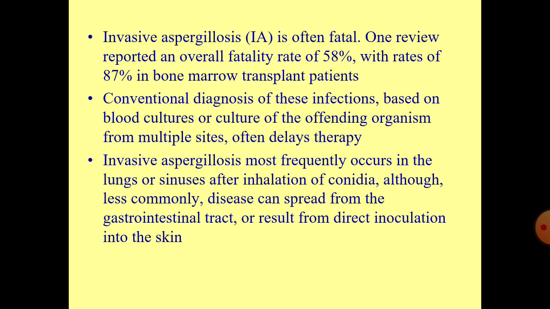The conventional diagnosis of these infections, most of the time, is a combination of features, in addition to serology, in addition to PCR. As we said, it most commonly involves the pulmonary system, so it is rare to find Aspergillus in the blood, but still Aspergillus can involve the gastrointestinal tract, the skin, or other organs like the brain.